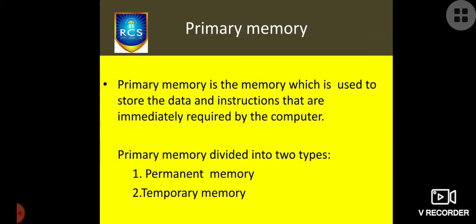First one is primary memory. Primary memory is the memory which is used to store the data and instructions that are immediately required by the computer. Primary memory is divided into two types, permanent memory and temporary memory.